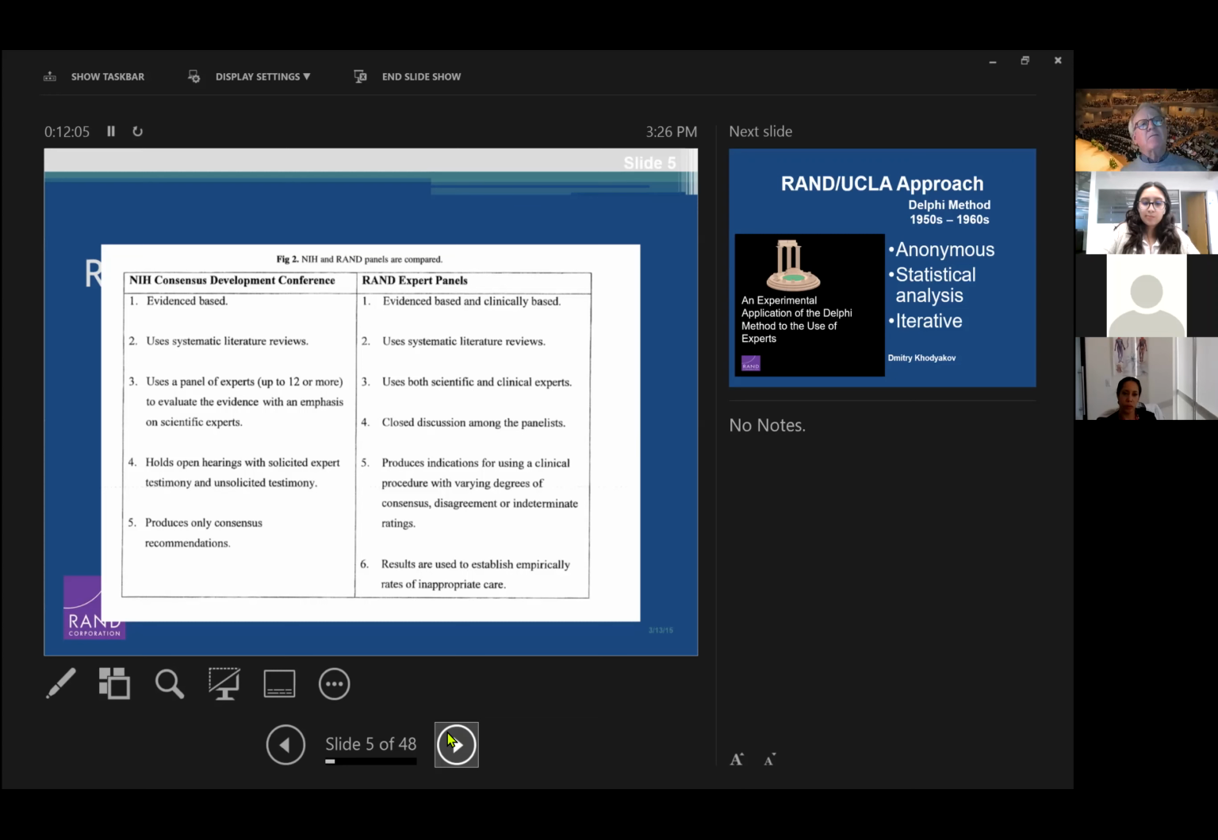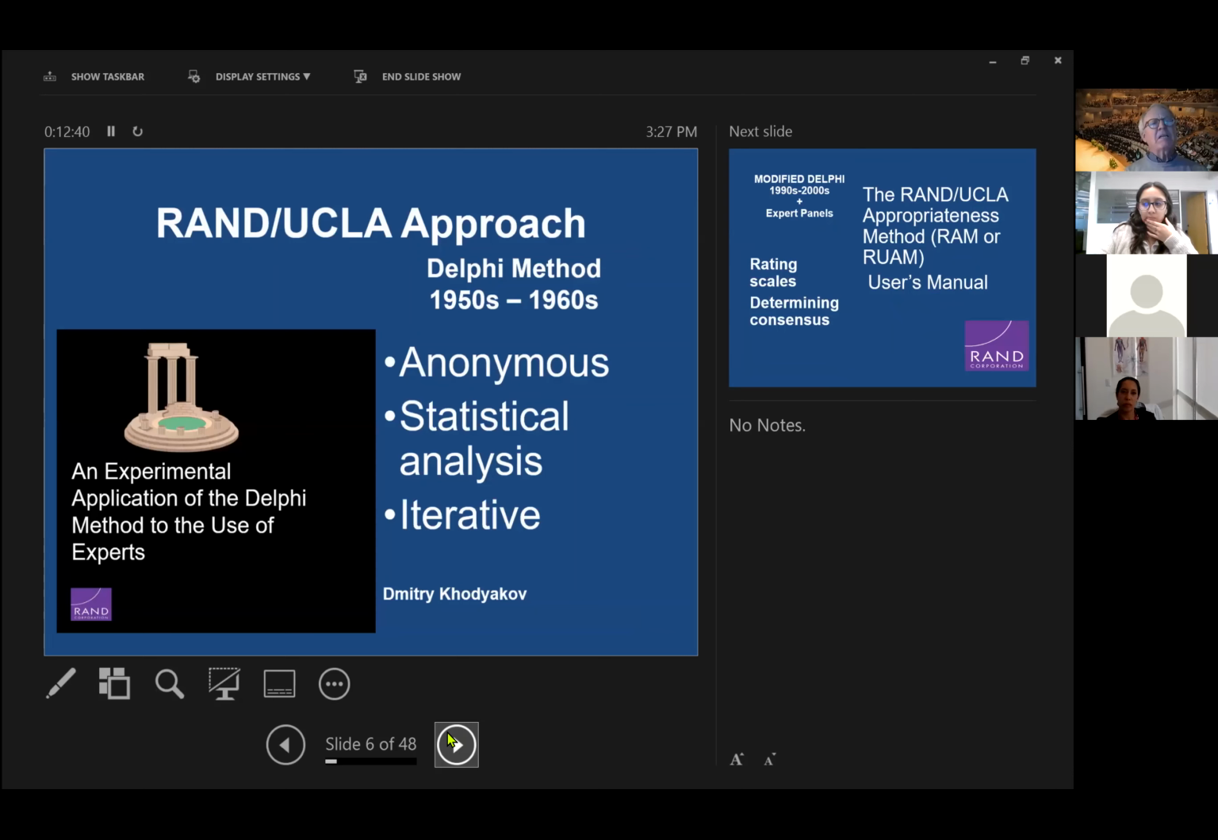And at the end of it, what we did with the results in those days was to take the things that they agree about, a set of indications for doing something, and we'd actually use it to measure a rate of inappropriate or appropriate care. And I'll describe that more fully in a moment. But that's the difference between the two. So the RAND one actually developed, and it was a RAND UCLA one, which I'll show you in a minute, as a reaction against the NIH one. So they have a slightly different purpose. They're done a little bit differently, but they both use expert panels.